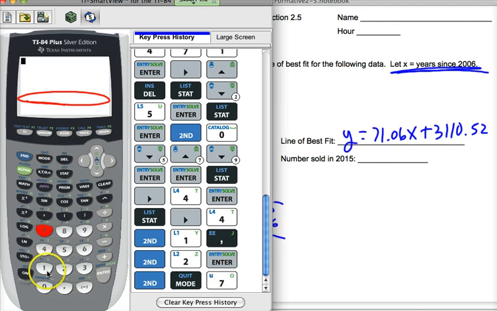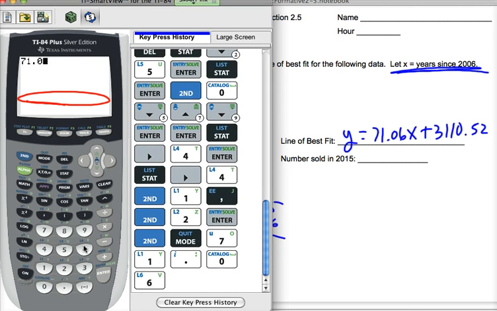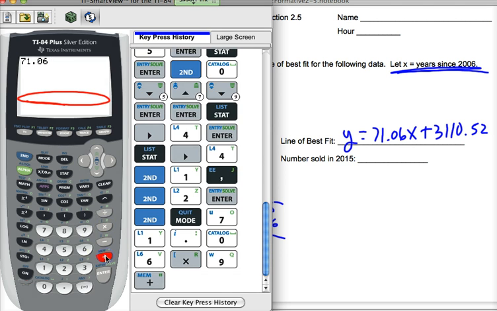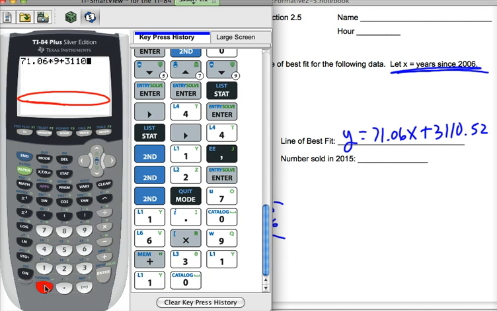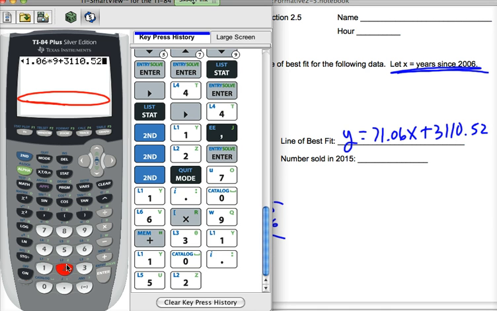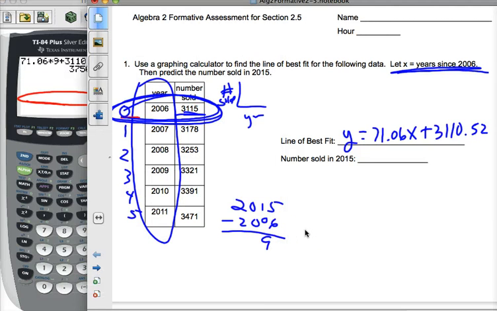We got 71.06 times 9 plus 3110.52. Enter. And you can see that looks like they'd sell about 3,750, whatever, in that year. It's 0.06, so I'm just going to round. 3,750 is your answer.